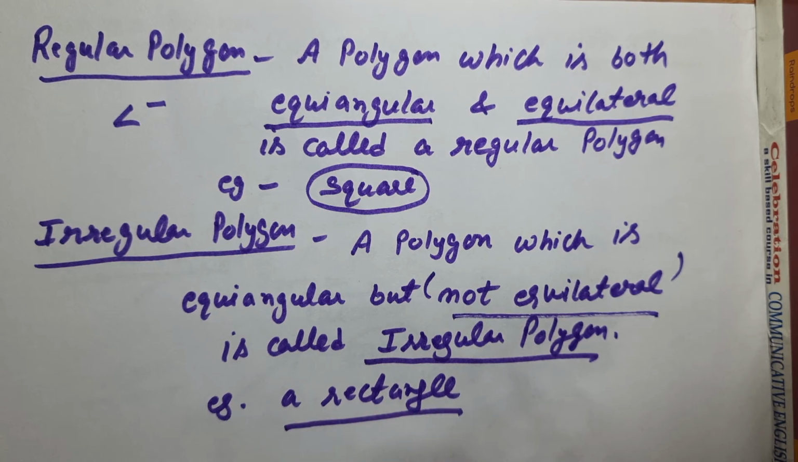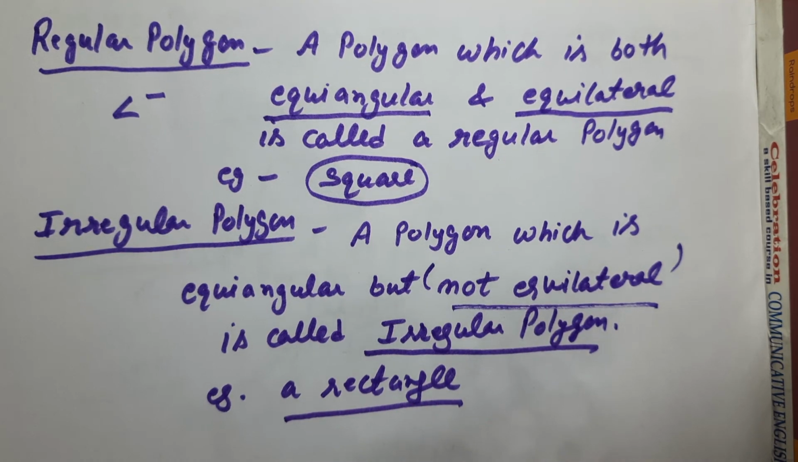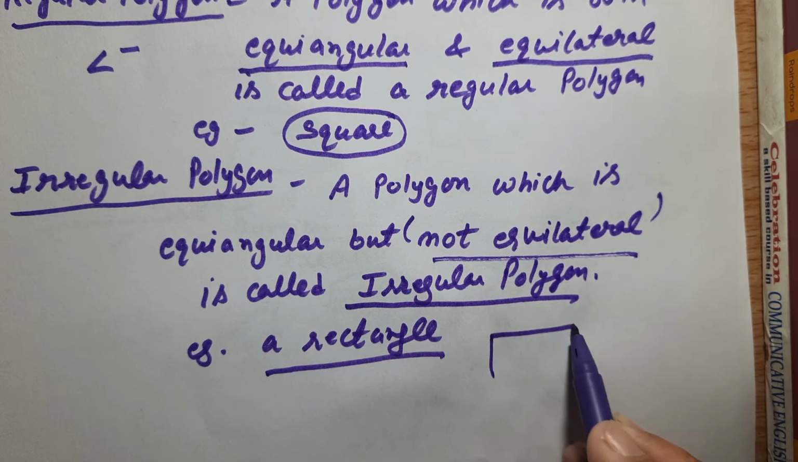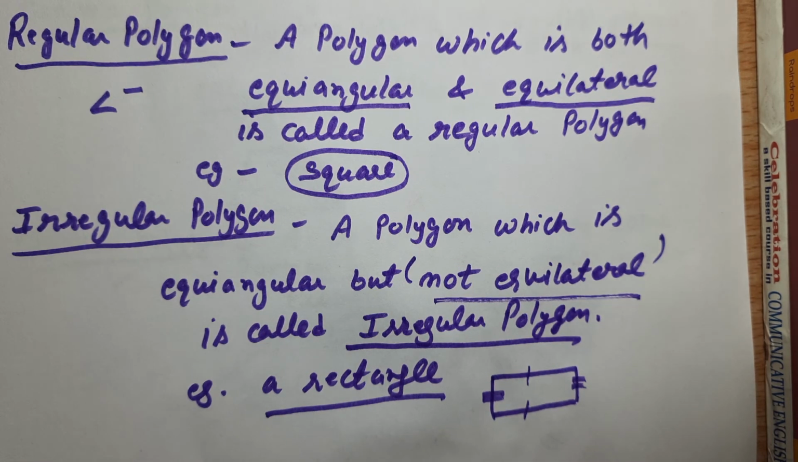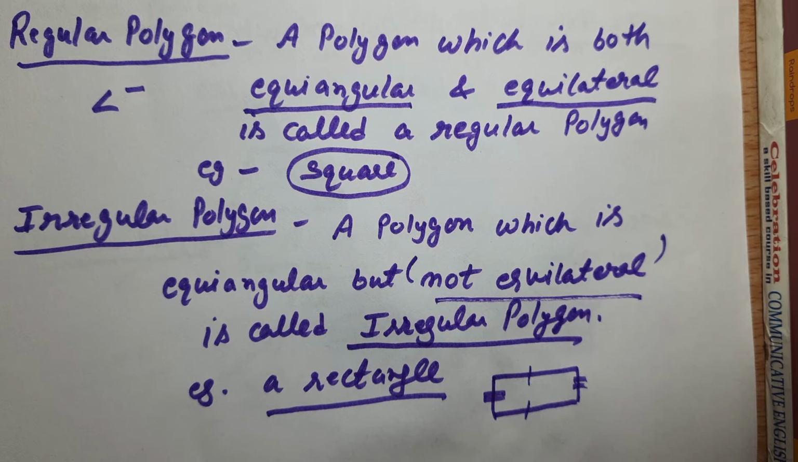Now the example, just see a rectangle. A rectangle is a figure, see this, in which each angle is a right angle, but these two sides are equal and these two sides are equal, but all the sides are not equal. So what do you understand from this? Irregular polygon, in which it is equiangular but not equilateral. So that's the difference between regular and irregular polygon. Clear children?